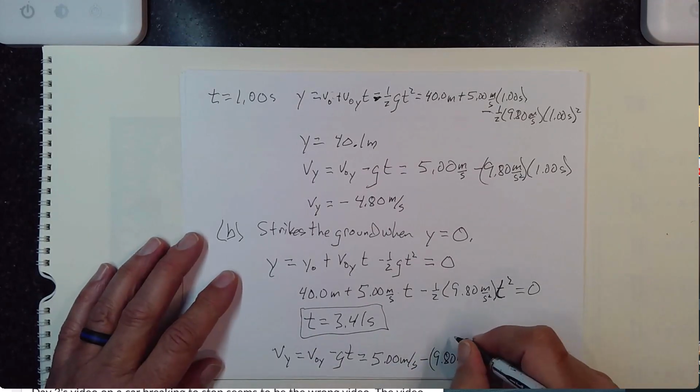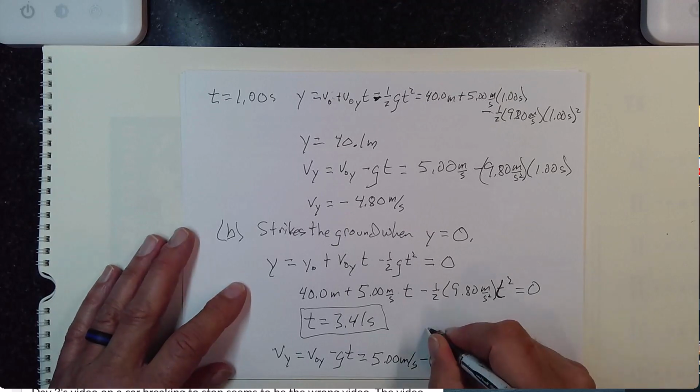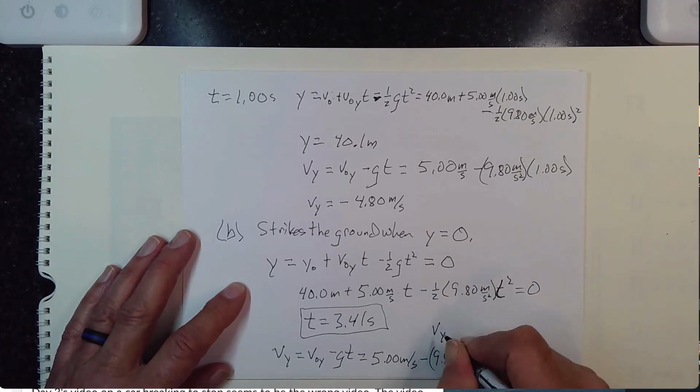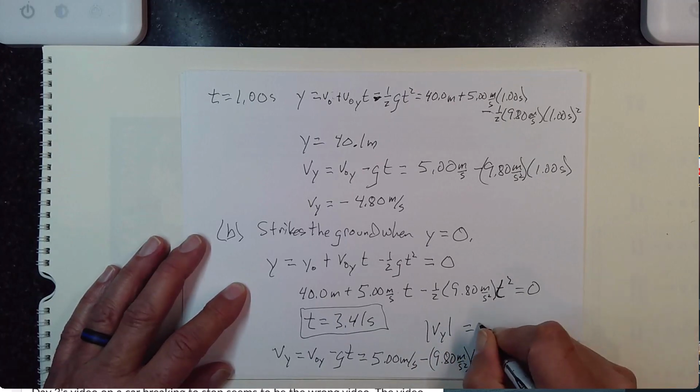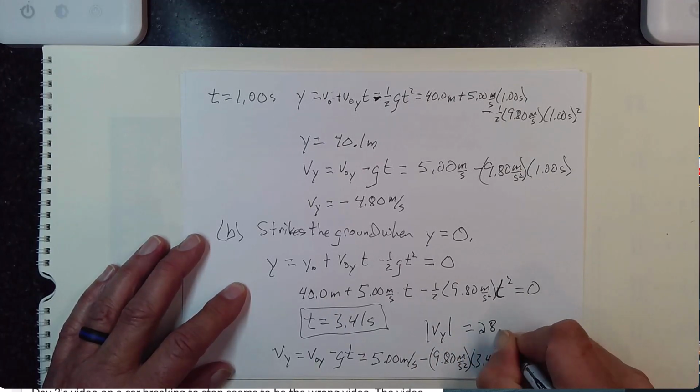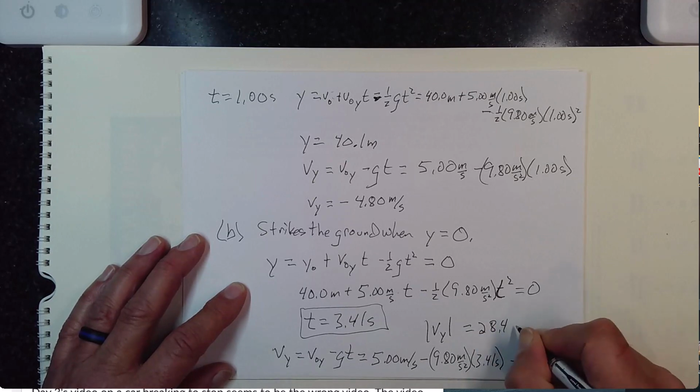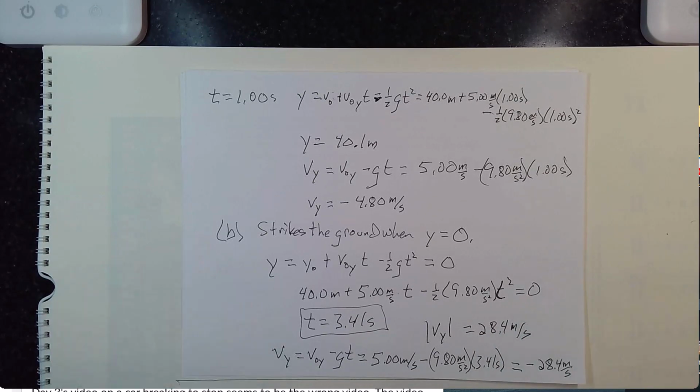Well, the magnitude of that velocity, I'm out of room on this page, but I'm going to write it as magnitude of V sub y, which is the speed of it, not the velocity, 28.4 meters per second. And so that's just like an absolute value symbol on there. Okay, so there's that part.